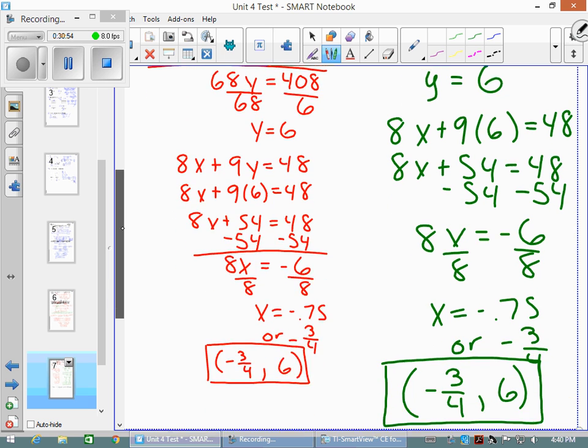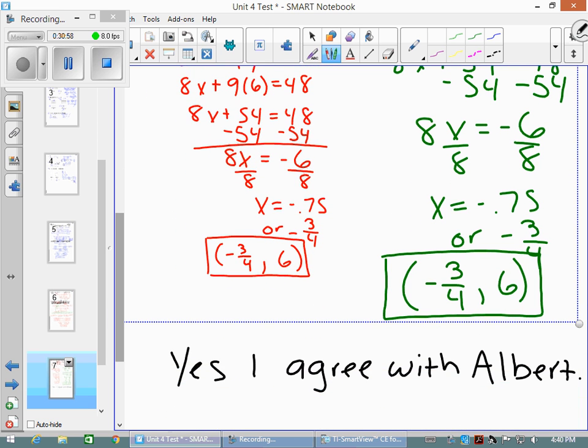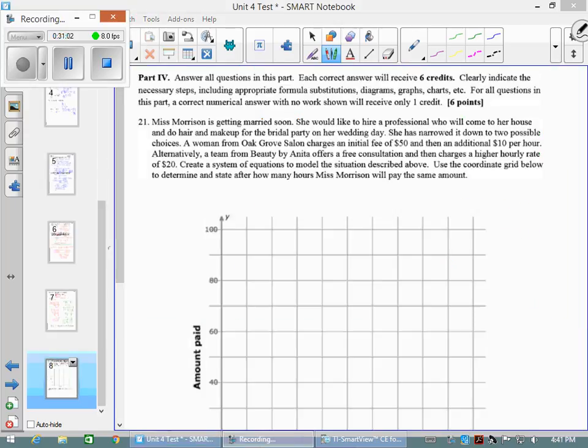So for the last question, we have a word problem. It says someone's getting married. We would like to hire a professional who will come to our house and do hair and makeup for the bridal party. She's narrowed it down to 2 possible choices. So I should get my pen ready to highlight some things so I know what is important.